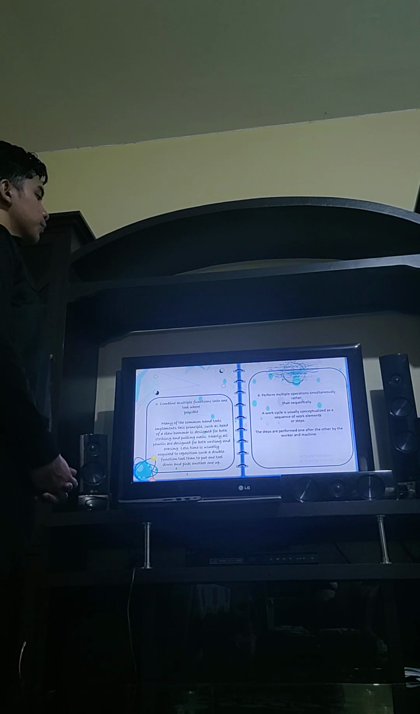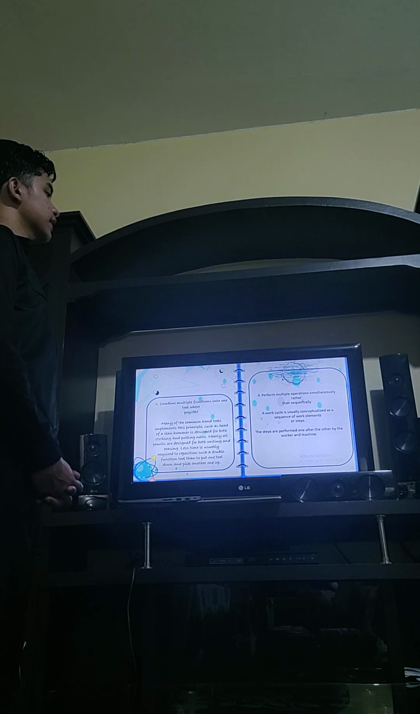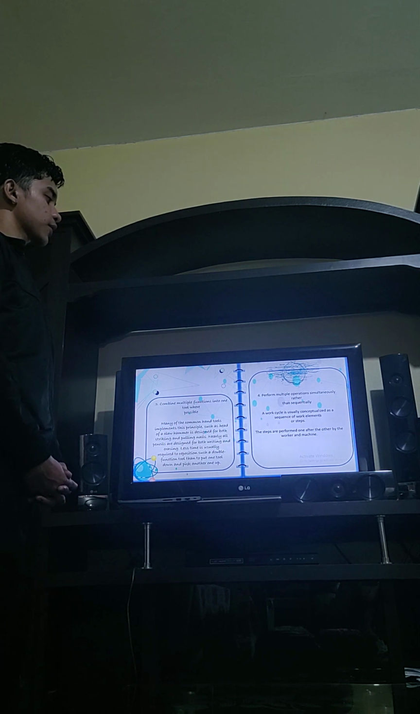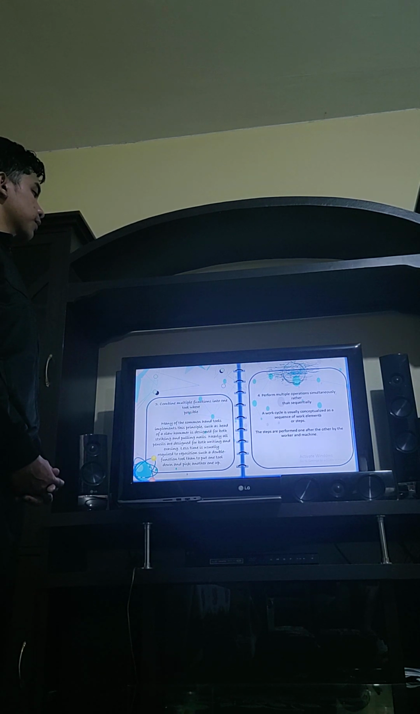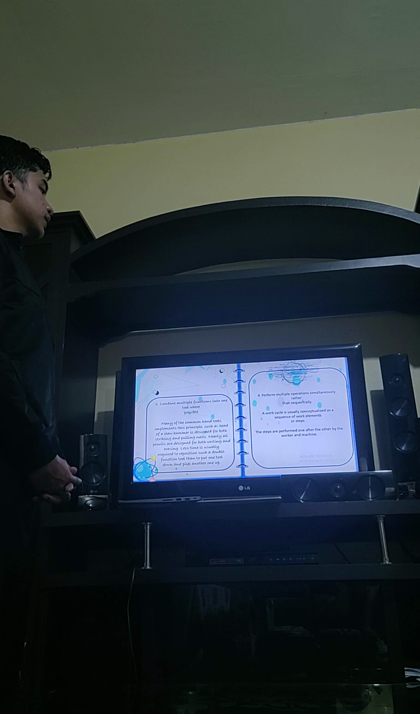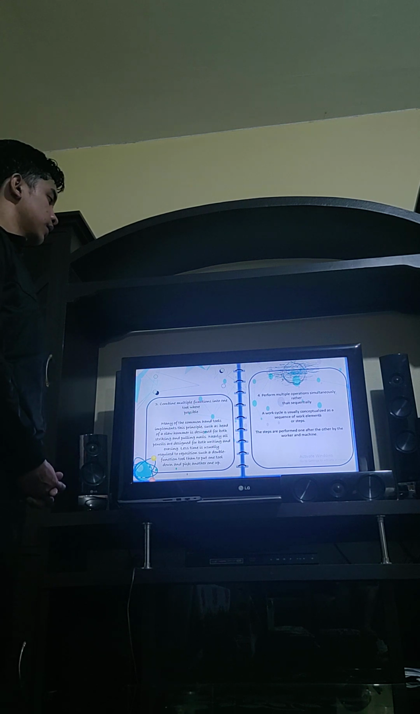Number 4. Perform multiple operations simultaneously rather than sequentially. A work cycle is usually conceptualized as a sequence of work elements or steps. The steps are performed one after the other by the worker and machine.